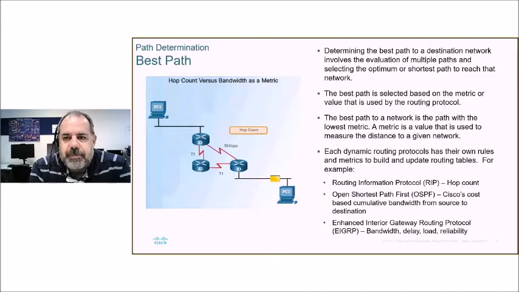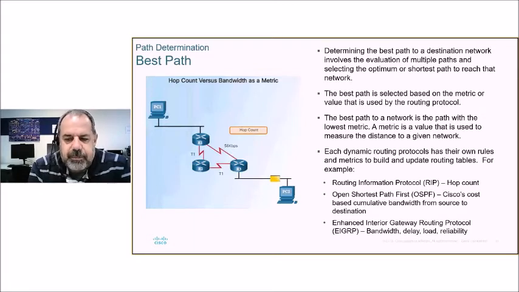Now, determining the best path to a destination network involves the evaluation of multiple paths and selecting the optimum and shortest path to reach the network. The best path is selected based on a metric or value that is used by the routing protocol. The best path to a network is the path with the lowest metric. A metric is a value that is used to measure the distance to a given network. Each dynamic routing protocol has its own rules and metrics to build and update routing tables.